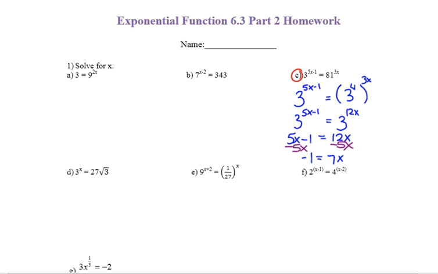And last step, divide by 7. Only when it's a monomial do we divide, because this is multiplication. We're always doing the opposite operation. So negative 1 over 7 is our x.